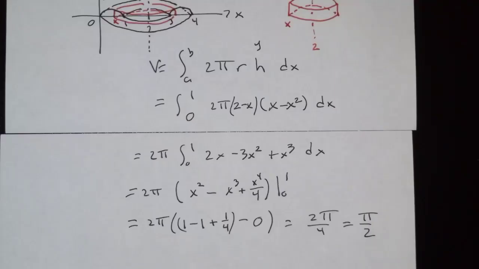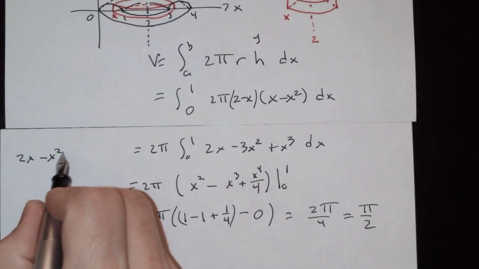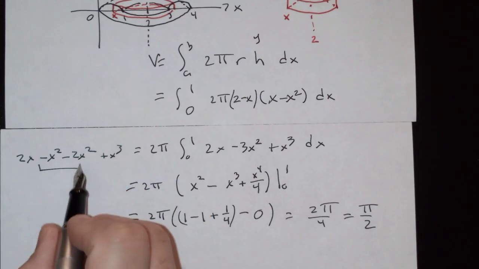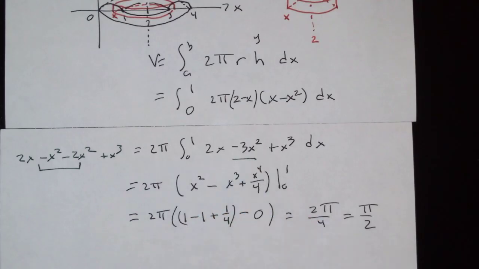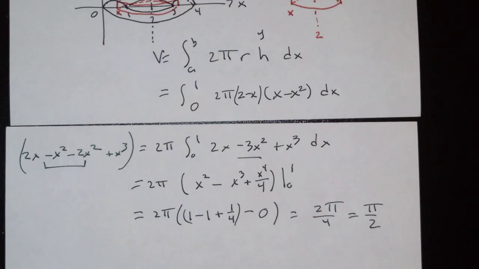Questions? Yes. Can you distribute it to minus x and... Sure. It's 2x minus x squared minus 2 more x squared plus x cubed. So I just combined those to give me this. You put that in parentheses, so it doesn't look like I'm setting that to be part of the equal signs.